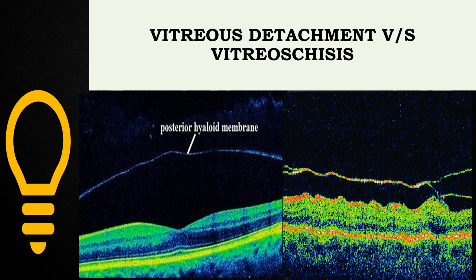So when the posterior vitreous membrane, also known as the posterior hyaloid membrane, gets completely lifted off from the internal limiting membrane of the retina, that is known as the vitreous detachment.